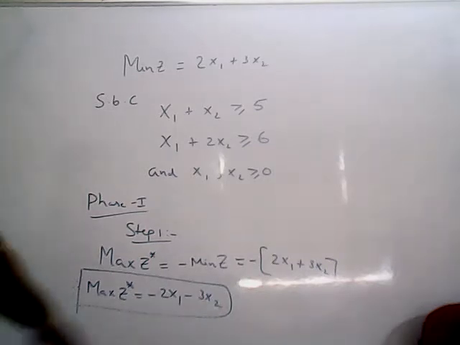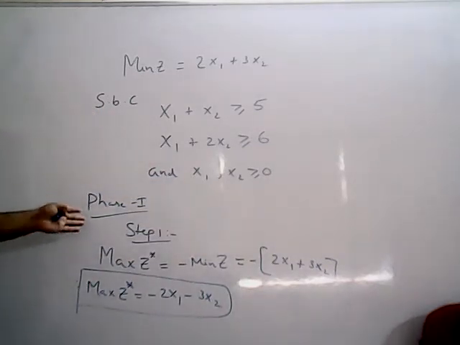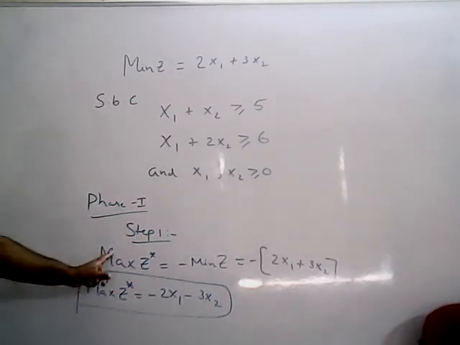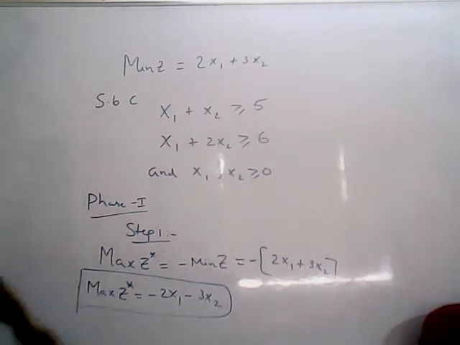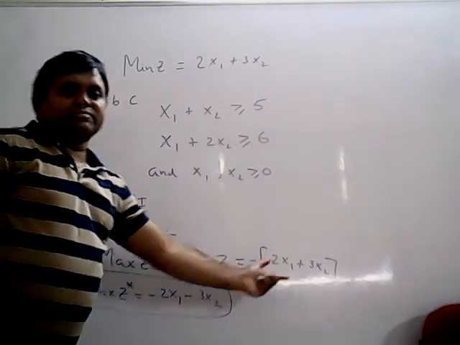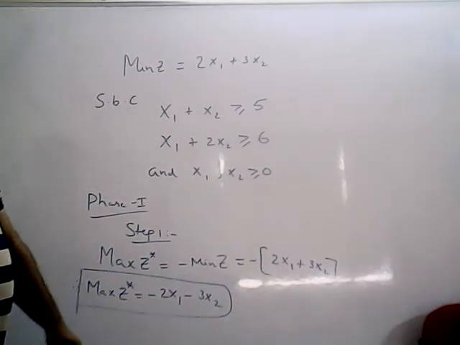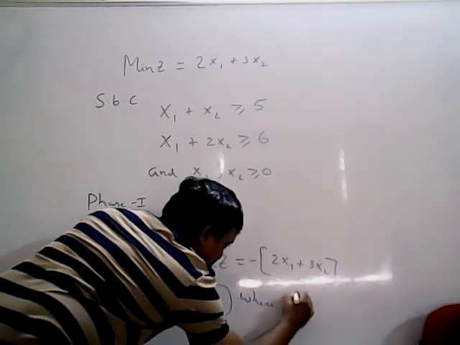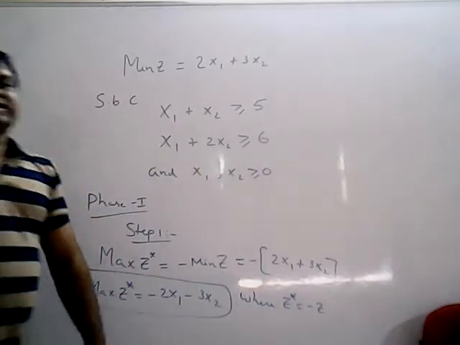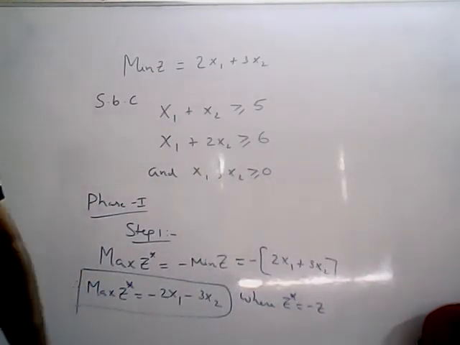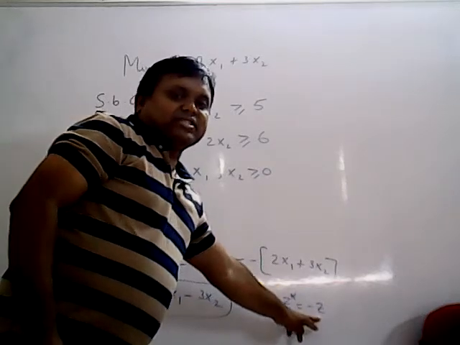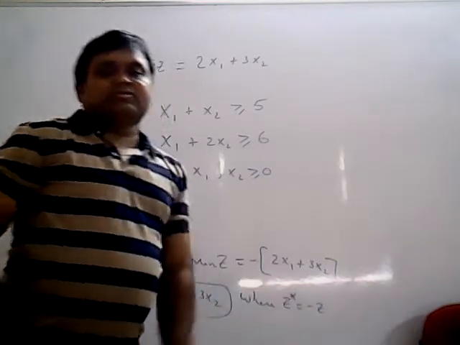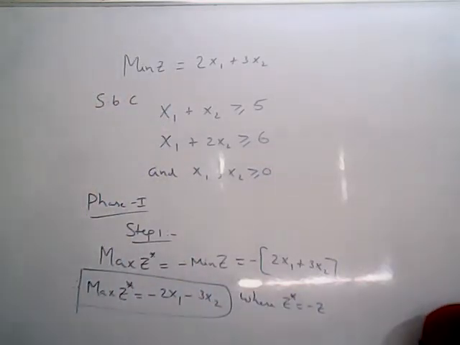Same like the Big-M method or simplex method. So step number 1 is check whether your objective function is maximization or minimization. If it is minimization, convert it to maximization by using the relation maximum z star equal to minus minimum z. That is minus of minimum z value, which is 2x1 plus 3x2. So therefore maximum z star equal to minus 2x1 minus 3x2, where z star equal to minus z. So at last we will convert back to z. So what is the z value? Minus z star. Whatever the z star value is, if you add minus, then automatically we get the z value. Okay. Now step number 1 is completed.